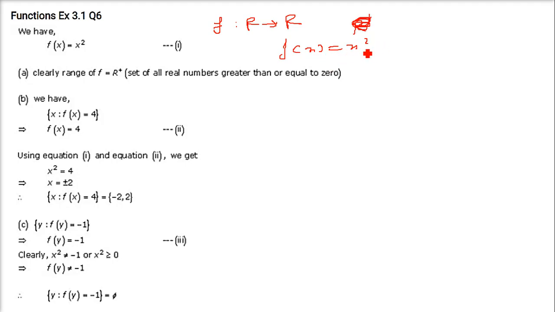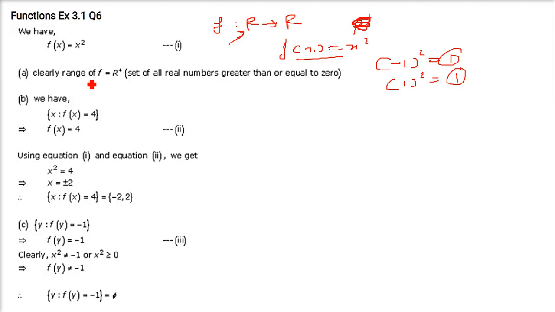We have to determine the range of f. What is the range of f? There are 2 other options we'll see just now. First, let us find out the range of f. You have to put all the real numbers. Whenever you put any real number, say minus 1, the square is 1. 1, I put, it will be 1. So always it will be positive.